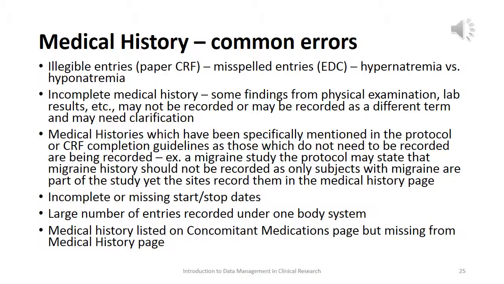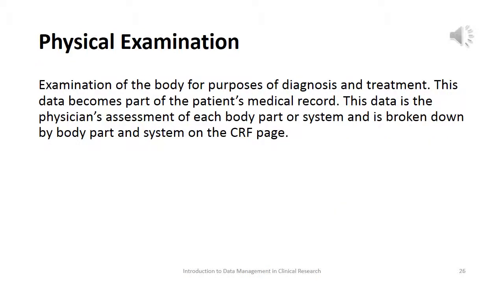We may see a large number of entries under one body system. Usually when you see that, there's probably an indication that some of those entries need to be recorded on a separate body system. We may have medical history that's listed on the concomitant medications page, but is actually missing from the medical history page. So say they're taking a concomitant medication for high blood pressure, but then high blood pressure isn't listed on the medical history page. That can be an error, and these are pretty common mistakes that sites make.